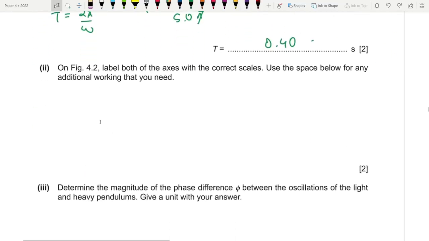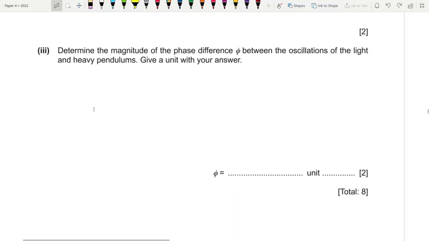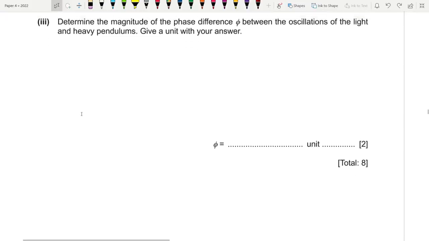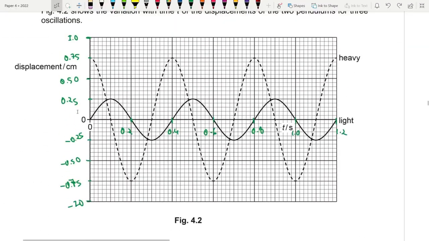Why do we even need this space? Determine the magnitude of the phase difference phi between the oscillations of the light and heavy pendulums. Give a unit with your answer. Interesting. So I was going to talk about this, in fact, before we started the sum. So how are we going to find this out, really? It's a bit tricky, but we can do it.